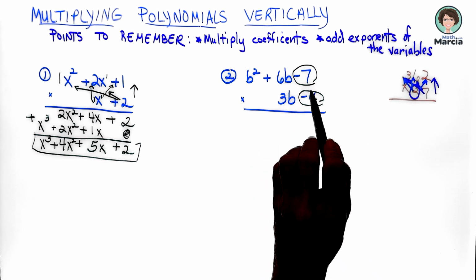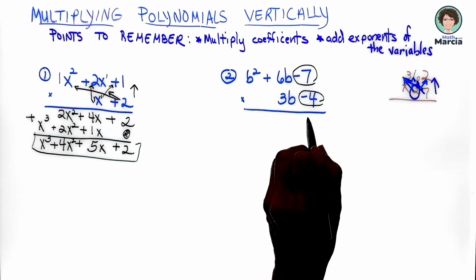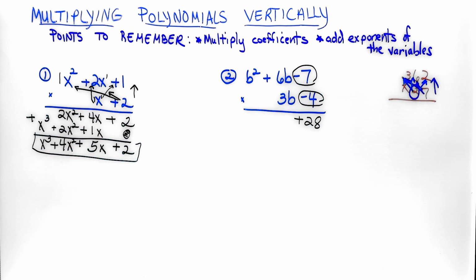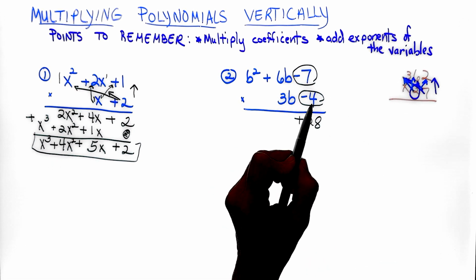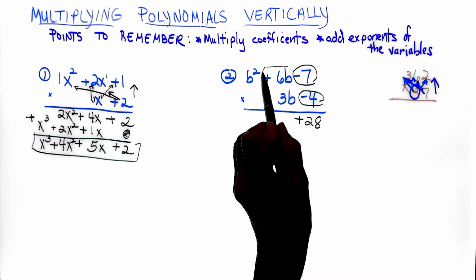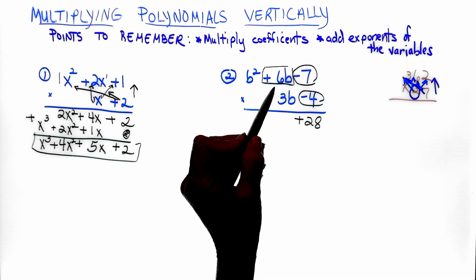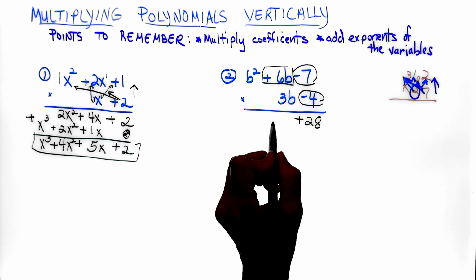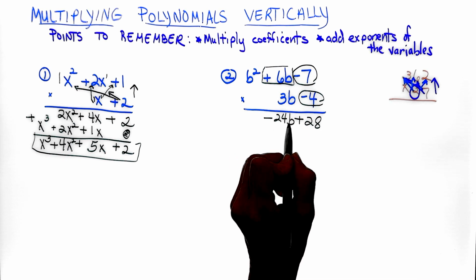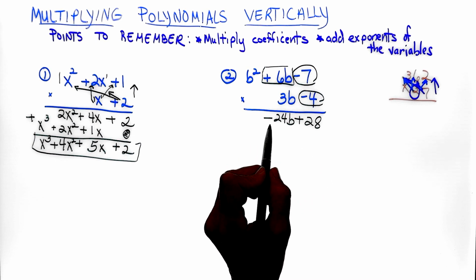A -4 times a -7 is going to be a positive 28. So notice I'm writing plus 28. And now I am multiplying a -4. And again, when I'm multiplying, notice I'm catching the sign in the front. So it's a -4 times a 6b. So that is a negative 24b. And again, notice my negative sign became a subtraction sign.